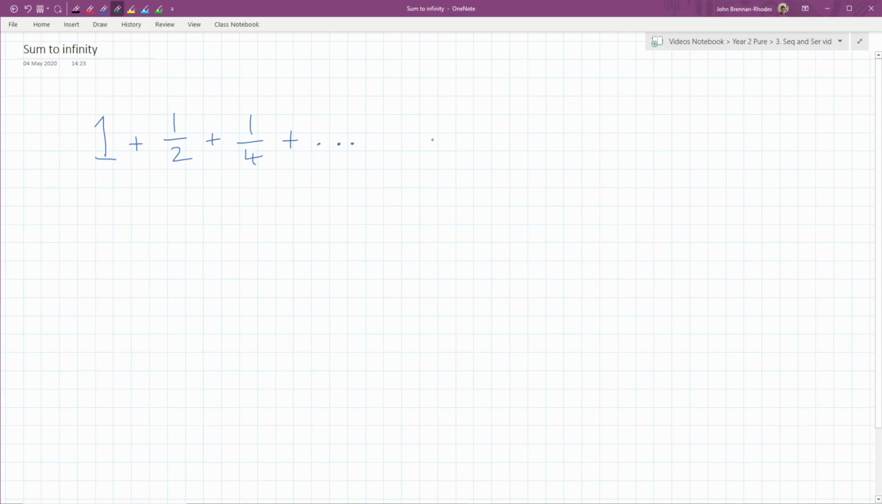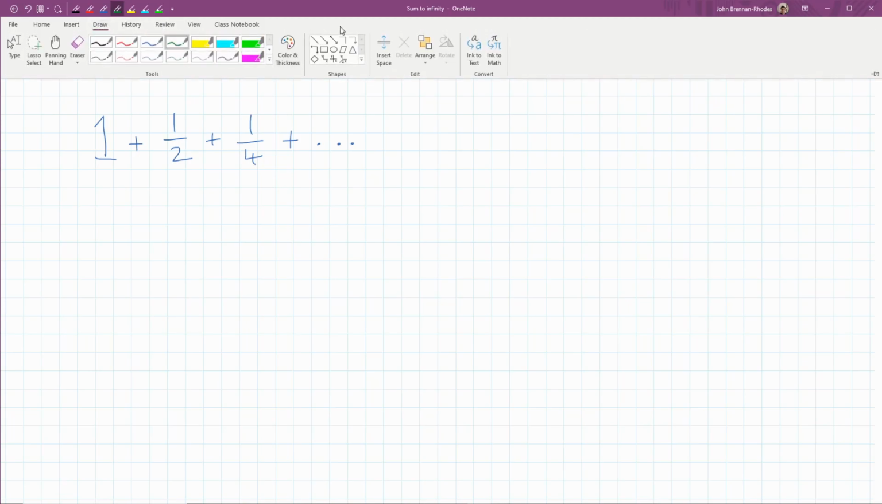Okay, so say we had this: 1 plus a half plus a quarter. Well, we can see these numbers are getting smaller and smaller and smaller. And even though you're adding up an infinite number of terms, they actually converge to a sum. Adding them all up converges to a value. And I can show you why that is with a picture.